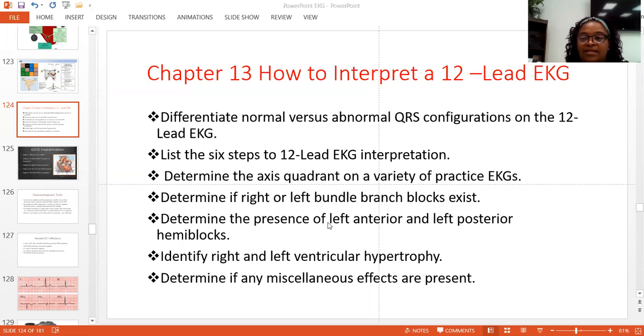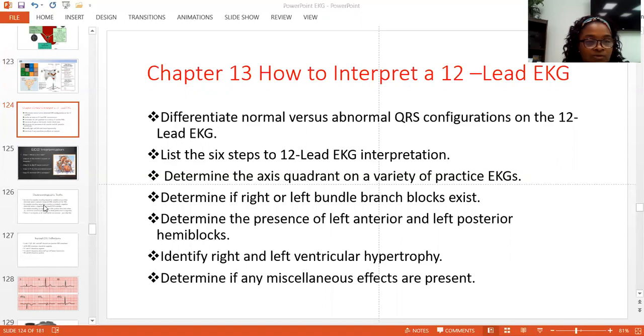Anyway, let's get started today with our lecture. We're still in chapter 13, how to interpret a 12 lead EKG. So these are our objectives for the chapter, and we are right here at number 3 is what we're going to do today. We're going to determine the axis quadrant on a variety of practice scripts.